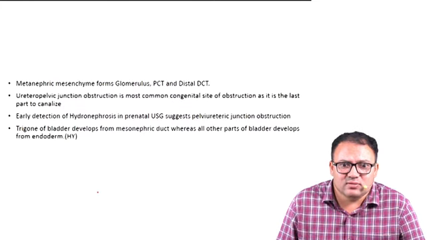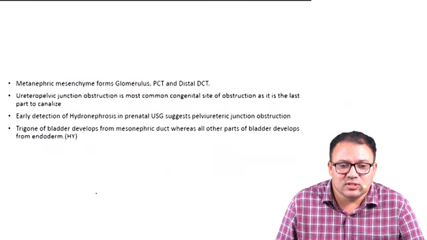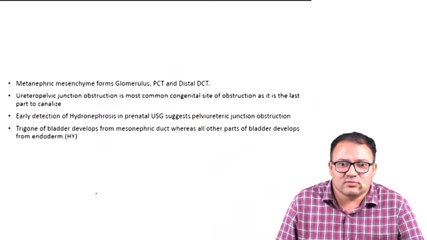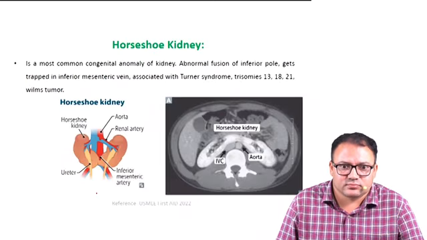Trigone of bladder develops from mesonephric duct, whereas all other parts of the bladder develop from endoderm. This is the high point. Actually, our bladder develops from the endoderm, but one part of the bladder that develops from other than endoderm is the trigone. It develops from the mesonephric duct.